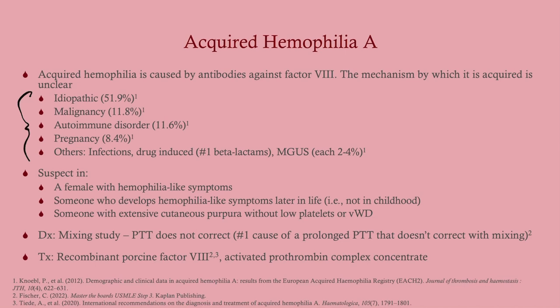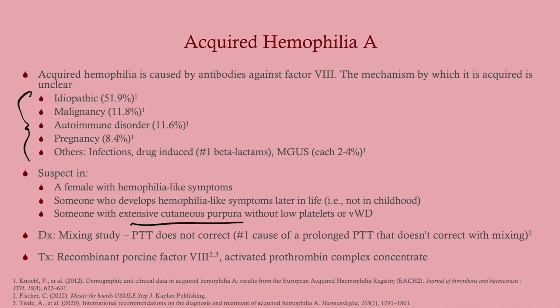Or someone who develops hemophilia-like symptoms later in life, i.e. not in childhood, or somebody who has extensive cutaneous purpura in the absence of low platelets or von Willebrand disease. So acquired hemophilia A is a lot less likely to cause hemarthrosis, and it's more likely to cause this really bad cutaneous purpura. To diagnose this, you do a mixing study.